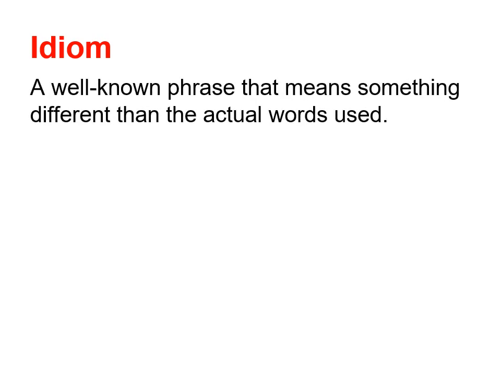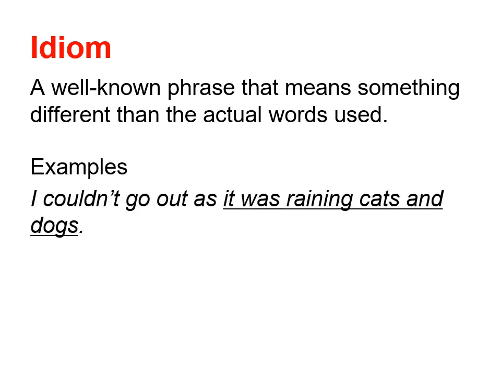Next on our literary device is idiom. Okay, so an idiom, make sure you're taking notes, is a well-known phrase that means something different than the actual words used. Okay, so it really means something different from what the words mean. Here's an example, and make sure you write the example. It says, I couldn't go out as it was raining cats and dogs. Right? I underline the idiom, it was raining cats and dogs.